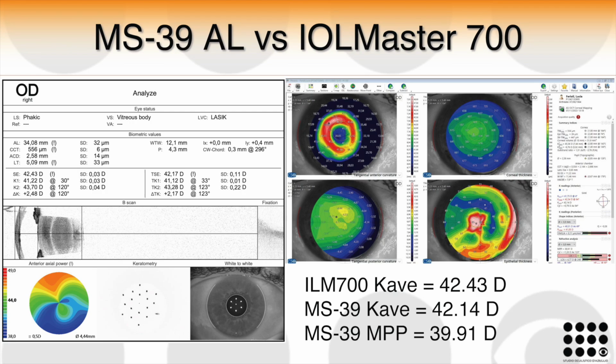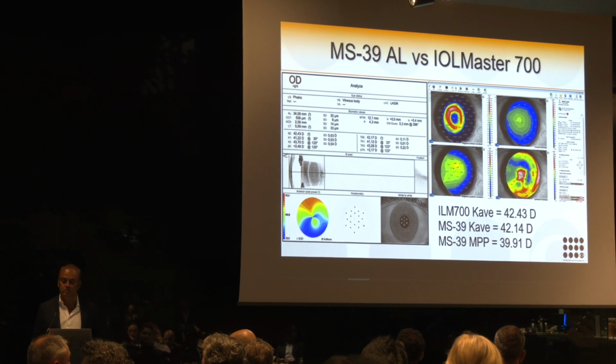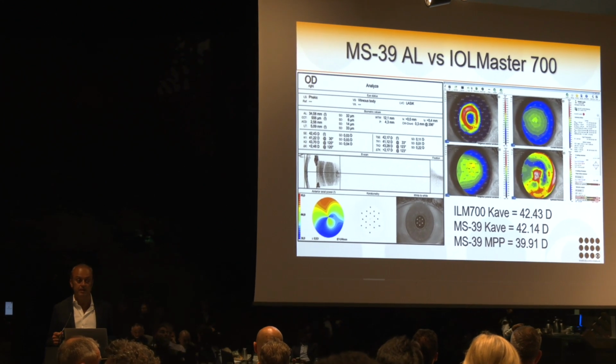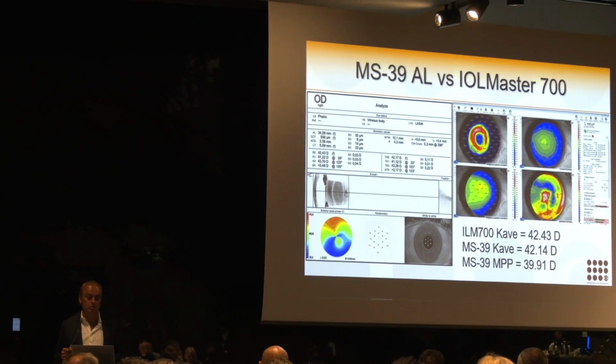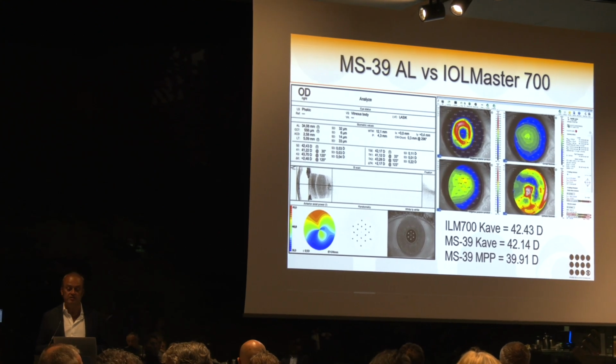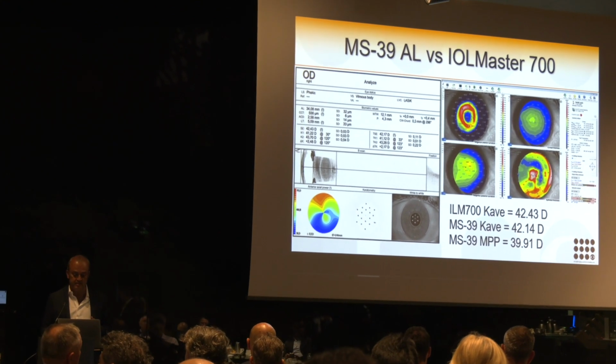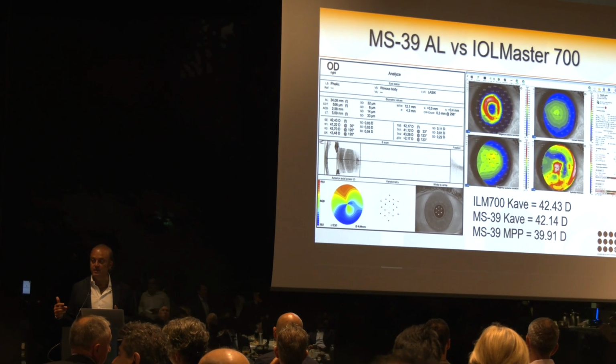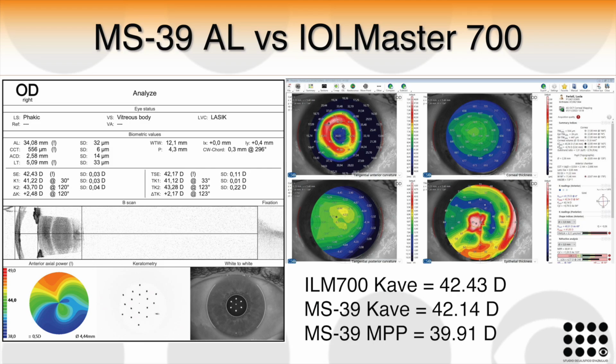It's nothing so strange. Here you see the map of the MS-39. You see a very small optical zone. And the average keratometry of the two devices is quite similar, 42, but the mean pupil power of ray tracing is much lower, 39. Usually the distance is not as high as it is in this case. So it's quite obvious to everybody that in this case the error is the radius error.